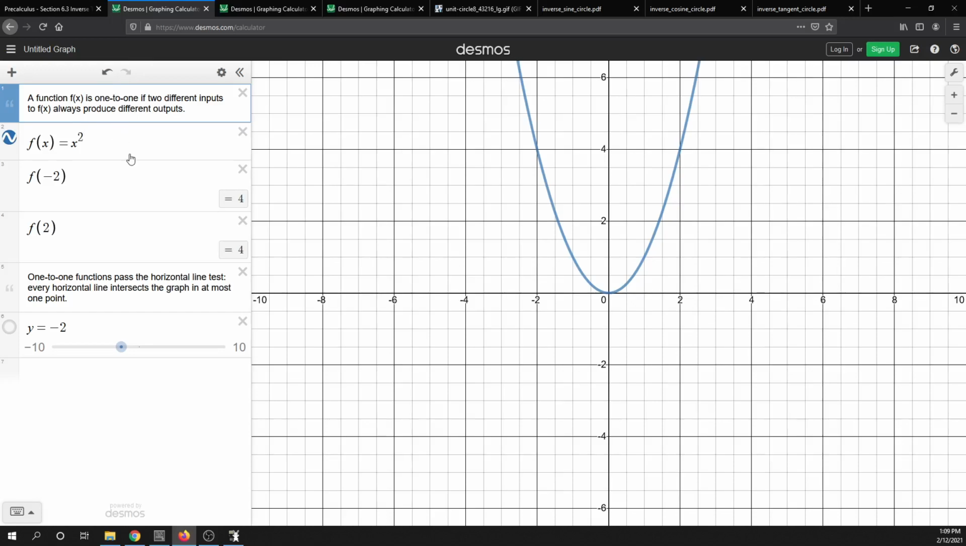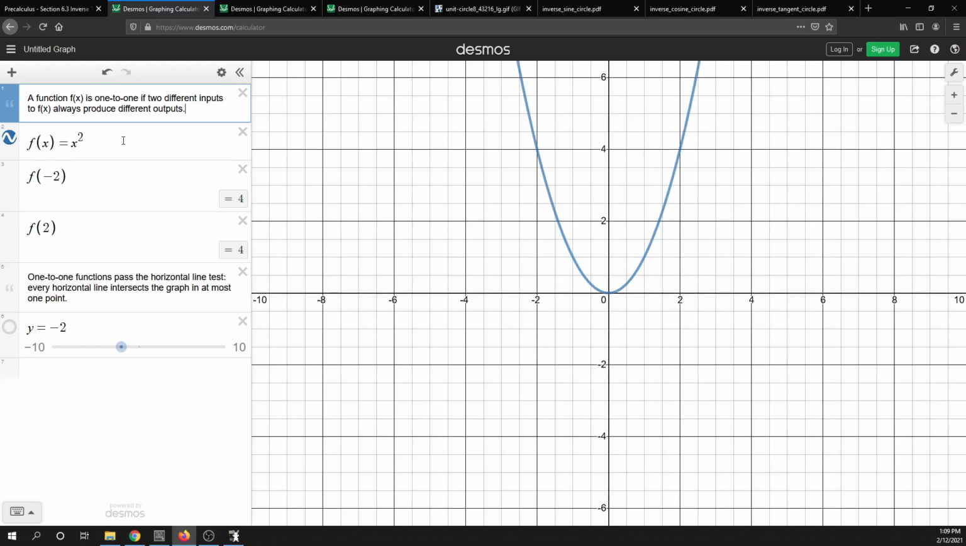So a function is one-to-one if two different inputs to f of x always produce different outputs. All right, so that's a version of the definition. And so let's just take a look at that, right? We have a function here, a fairly simple one, f of x equals x squared.